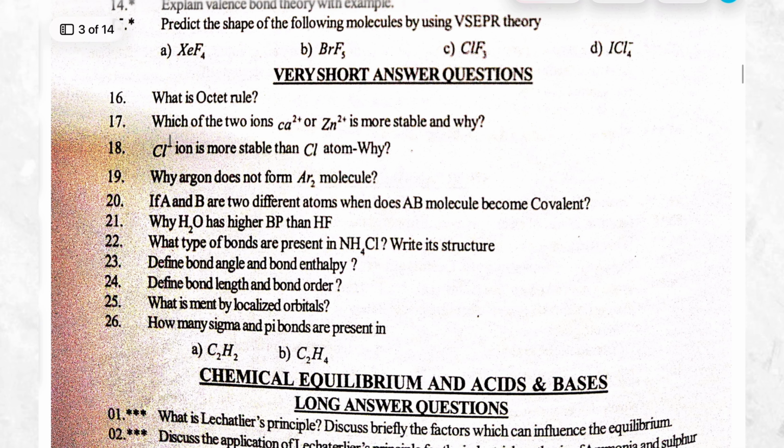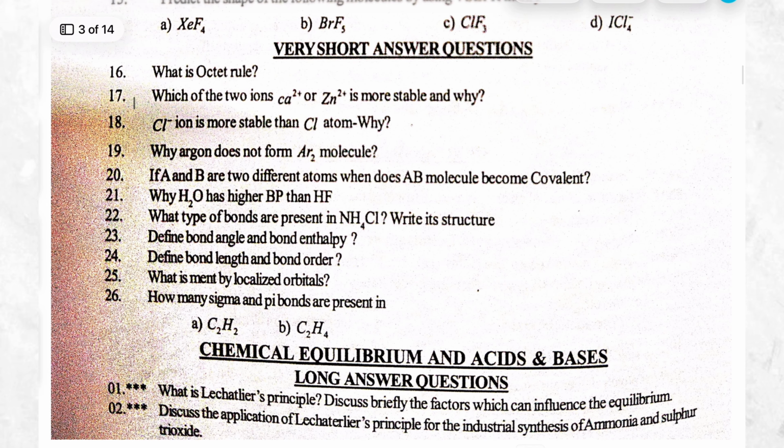Okay, and Cl- is more stable than the Cl atom. Cl- has argon electronic configuration. The Cl atom has 17 electrons, Cl- has 18. That is why argon does not form an Ar2 molecule, because it is already stable. Argon is a stable atom and does not participate in bonding. Therefore, there is no bond between argon and argon. So if A and B are different, the AB molecule becomes covalent, based on the electronegativity difference. See why H2O has a higher boiling point than HF, due to more hydrogen bonding.